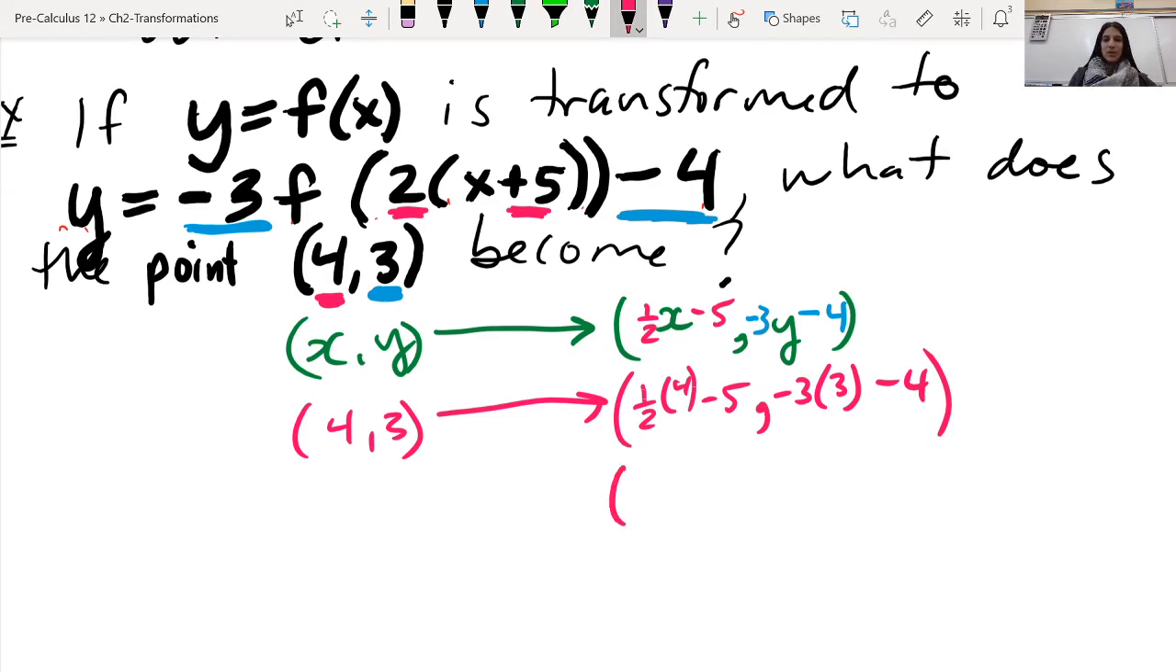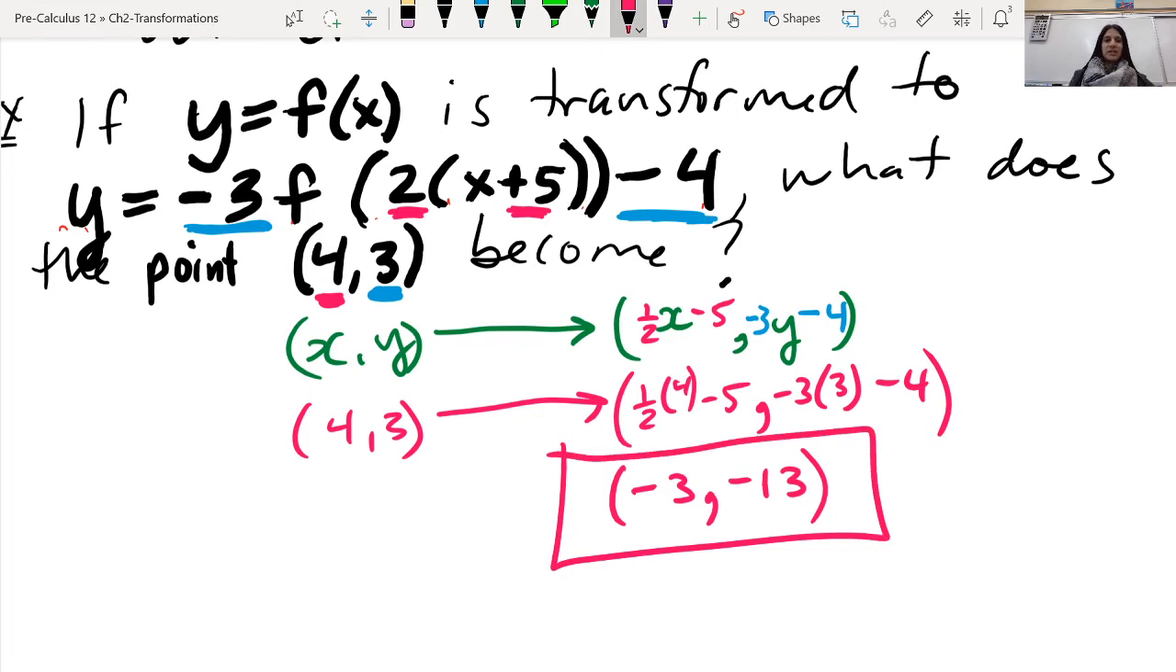So then we just work our way through what this is going to be. So I actually end up with 2 here, 2 minus 5. So -3 is my new x value. And if I look at this part here, I would get -9, and then I'm taking 4 more away from it. So I get -13, so there's my new point. It says, what does the point 4,3 become? Well, it becomes -3, -13.